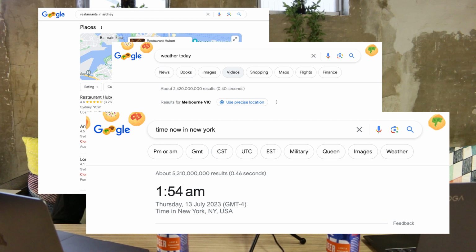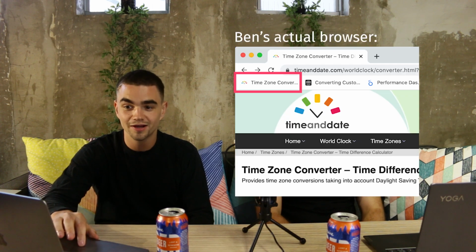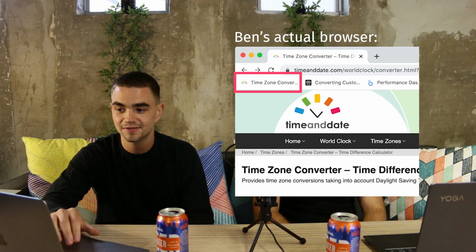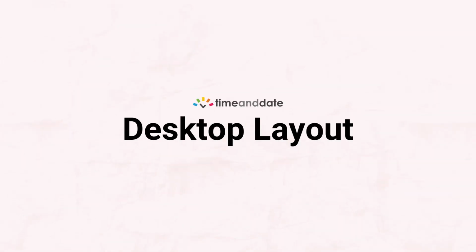So the fact that Time and Date is holding on, clearly they're bringing some value there. Personally, they're one of my bookmarked sites, so I'm going direct to this site probably 3 times a day just to figure out when I can actually have a call with somebody. So yeah, really great site and a great transactional site as an example for us to walk through. So we will jump into the desktop layout.